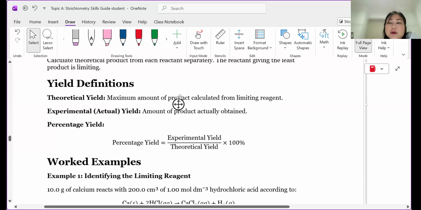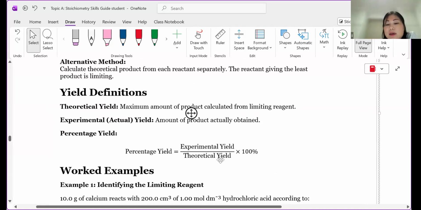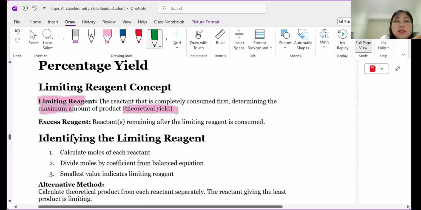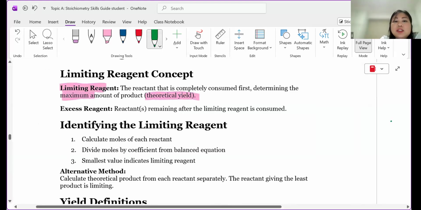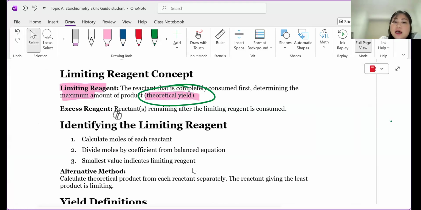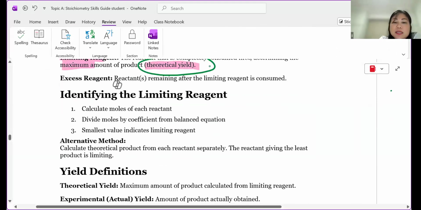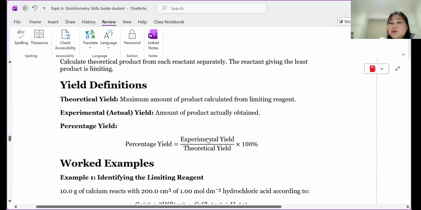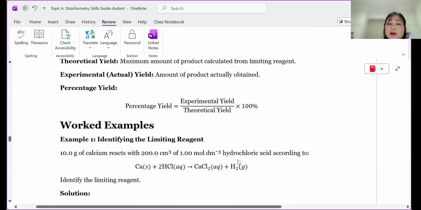Yield, how do we know our yield? How much is our yield? Our yield will be the experiment, what you get, over what theoretically you should be getting. Theoretically, what you should be getting is from the limiting reagent. If you remember, the theoretical yield is calculated by the mole ratio to the limiting reagent. After you get the theoretical yield, you have done an experiment, you compare it against it, and you multiply by 100%. So that's percentage yield.